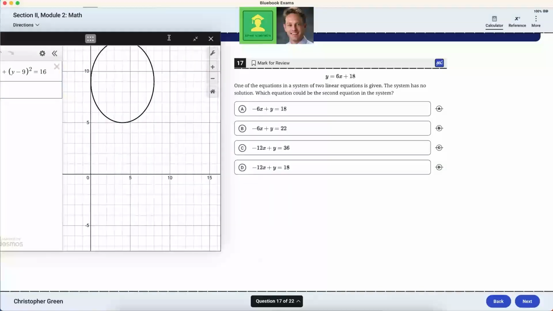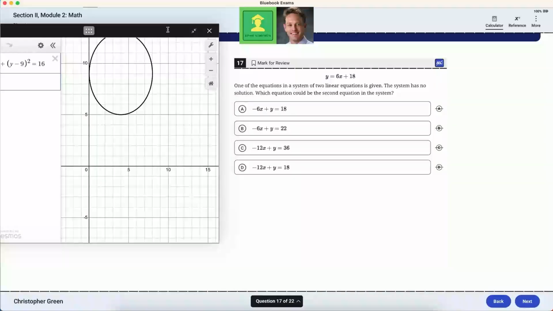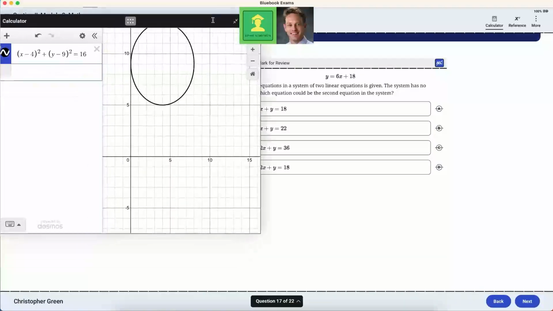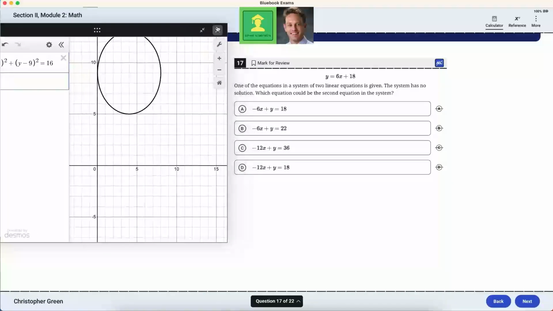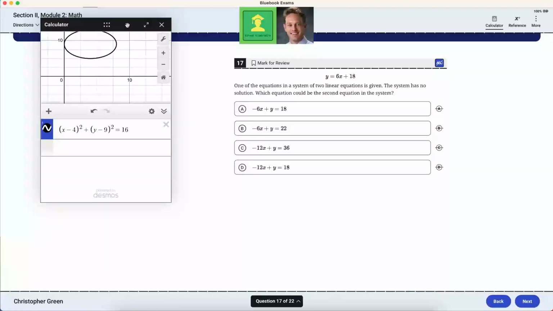One of the equations in a system of two linear equations is given, and the system has no solution. Which equation could be the second equation? Well, a system of two lines that has no solution means that the lines never cross, which means they must be parallel, which means the other line must have a slope of 6. Now, it's not written in slope-intercept form, but you can tell by quickly maneuvering it in your mind that the answer is A, because it would be y equals 6x plus 18 by just putting this on the other side.